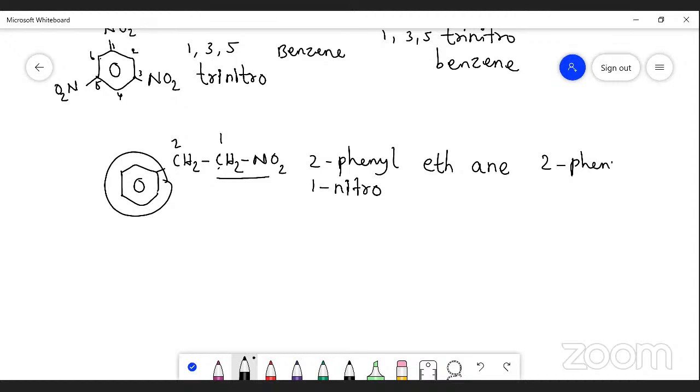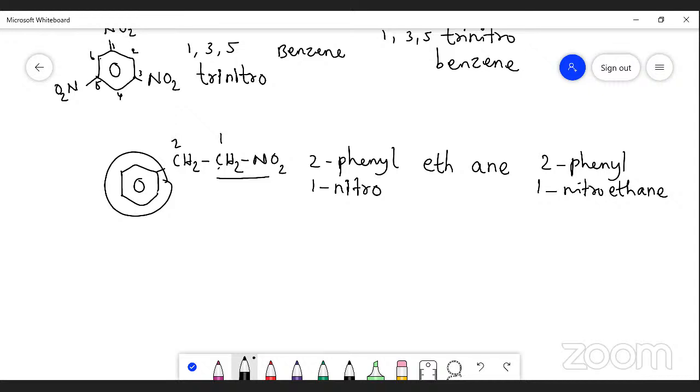we get 2-phenyl, 1-nitro, methane. This is how you have to give the name to the organic nitrogen compound.